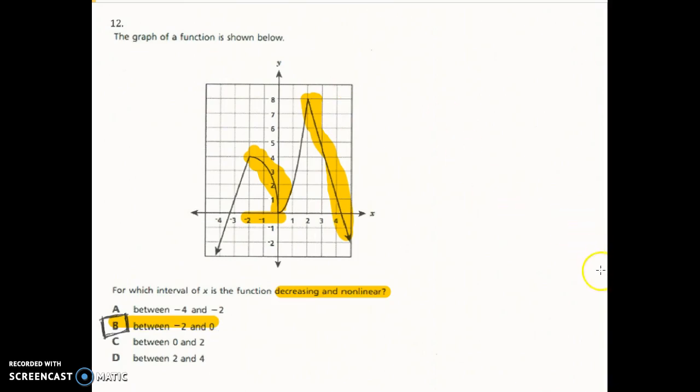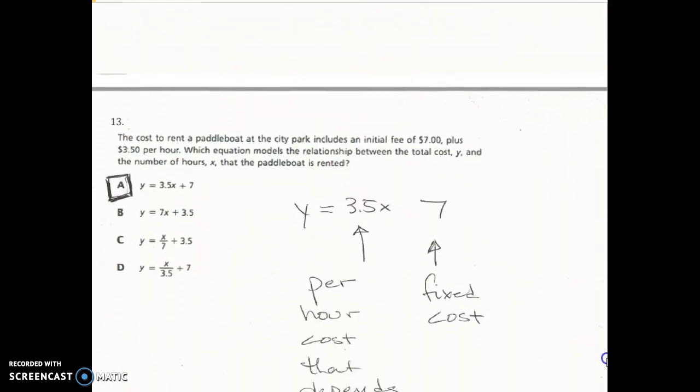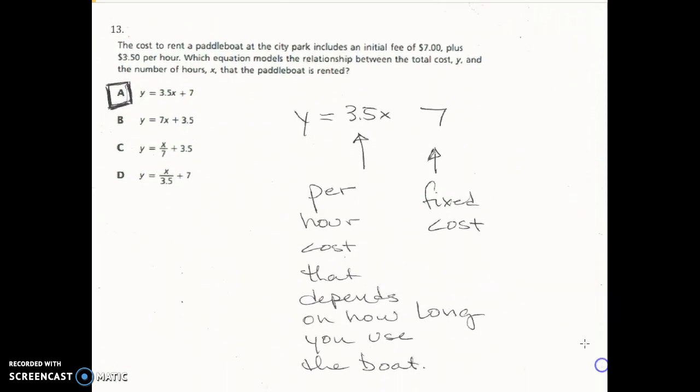Last one I'm just going to show you real quick. I'm about running out of time. I'm at my 15-minute max. The cost to rent a paddle boat, so I have a fixed cost of $7.